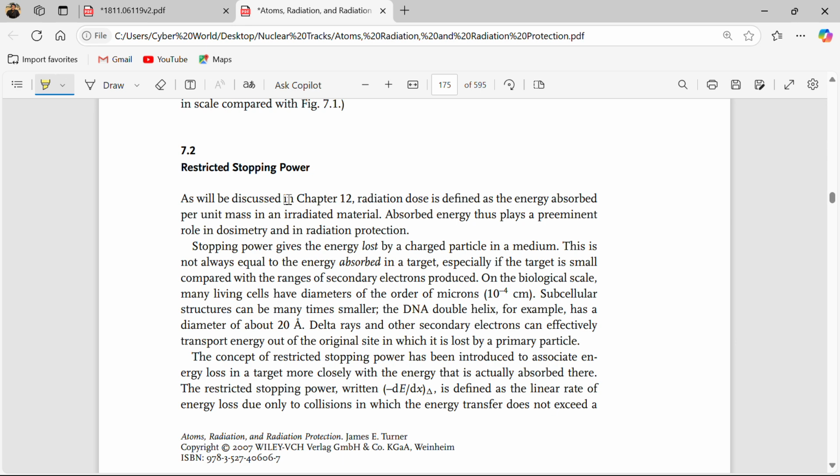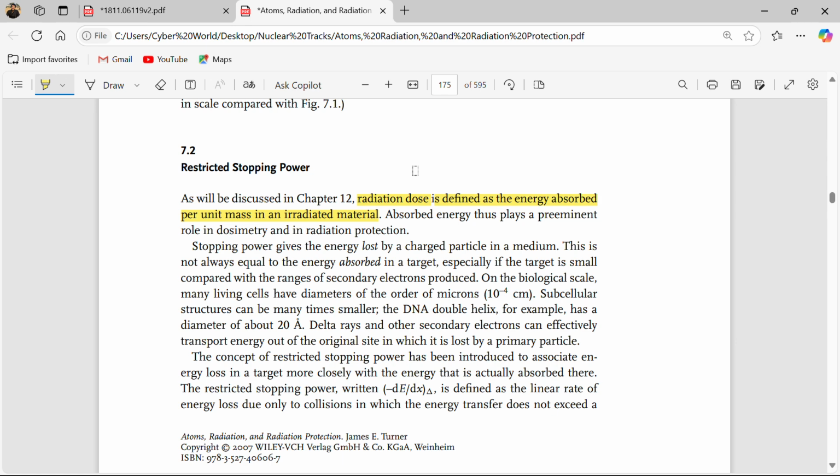So how can we define the radiation dose? Basically, radiation dose is defined as the energy absorbed per unit mass in an irradiated material. Definitely, the energy absorbed per unit mass of an irradiated material is basically called the radiation dose. Absorbed energy thus plays a preeminent role in dosimetry and in radiation protection. So what is basically the stopping power?